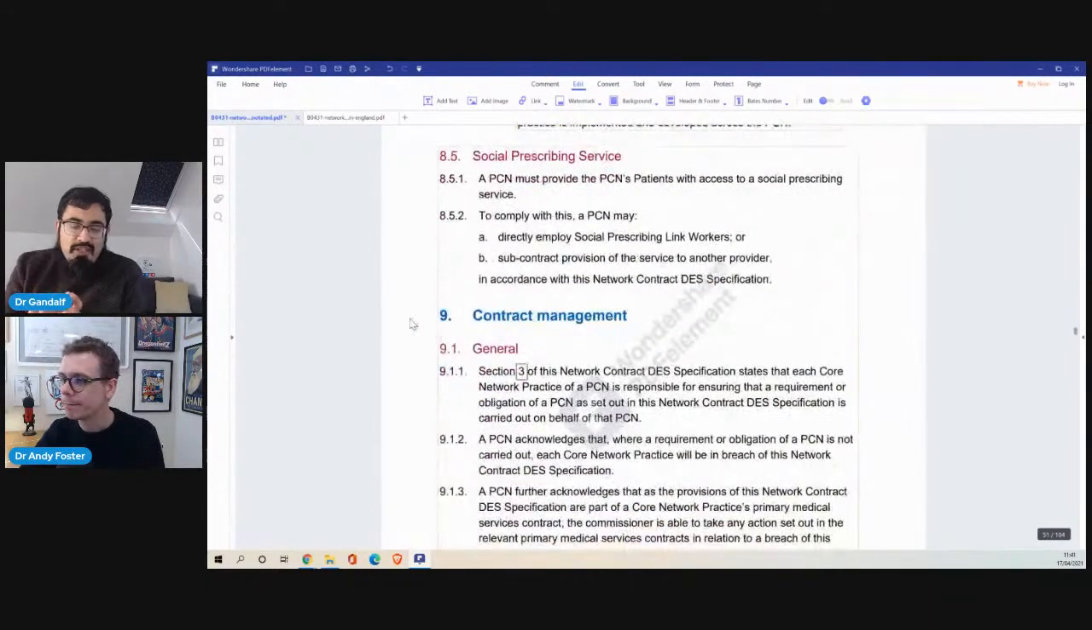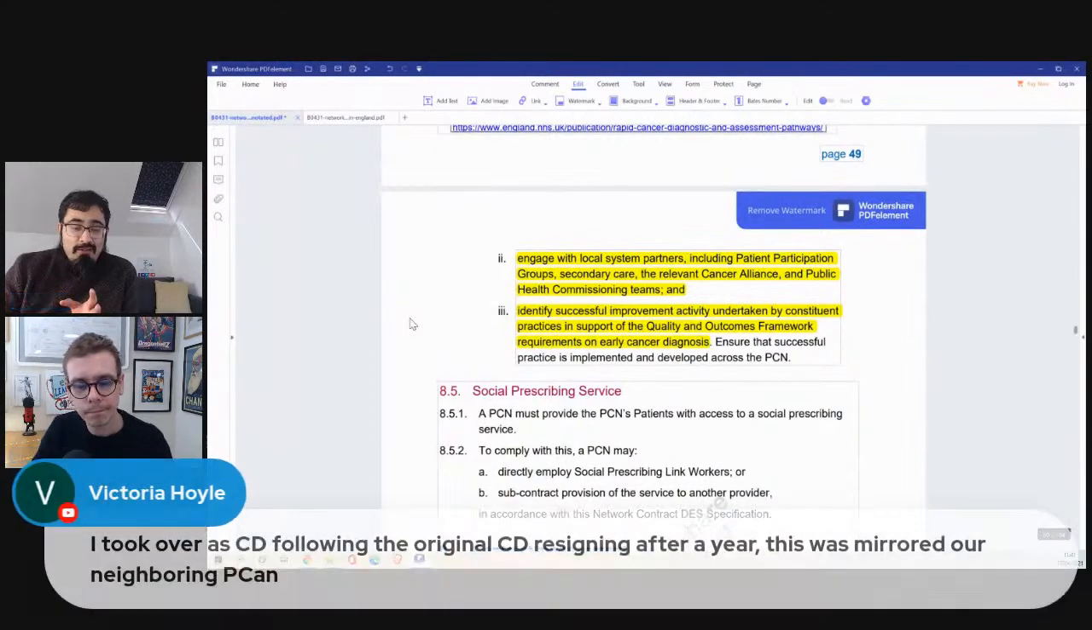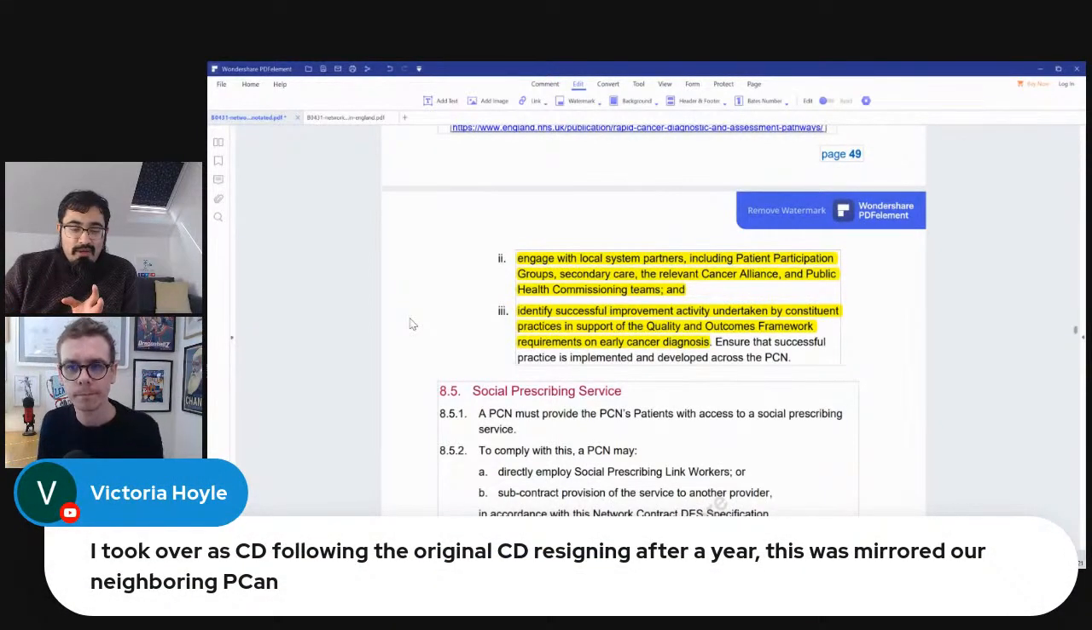So just before we go on to the next section, just a couple of quick points. We've had some comments, so thank you first of all to Victoria Hoyle, who mentioned that she was a CD and originally resigned after a year, and that was mirrored in their areas. We asked about people where they've noticed change in their clinical directors, so definitely a nice comment there.